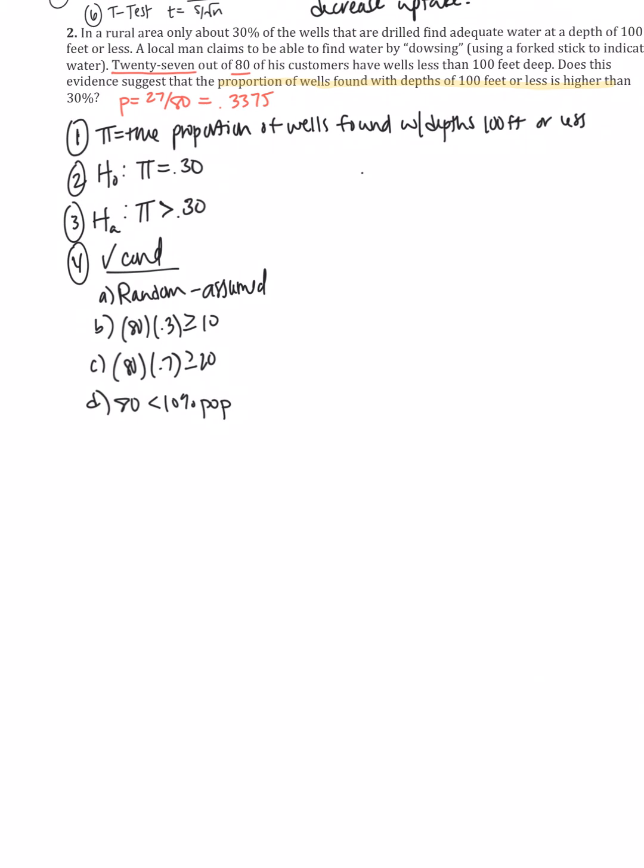All right, let's choose an alpha value. Doesn't say. When in doubt, 0.05 is fine. This is a one prop z test here. And here's my formula. z equals p-hat minus pi over the square root of pi times 1 minus pi over n.